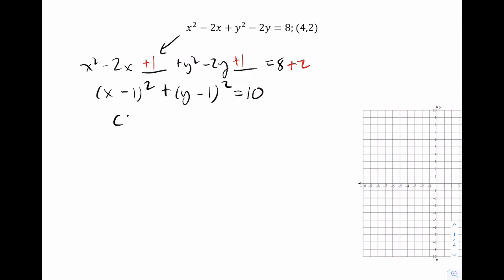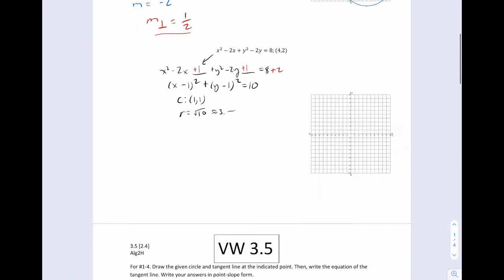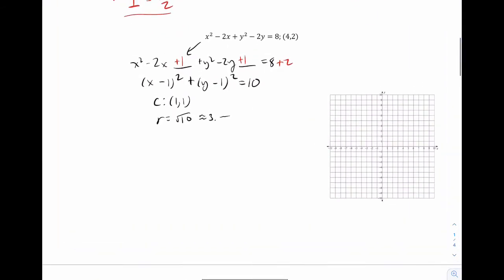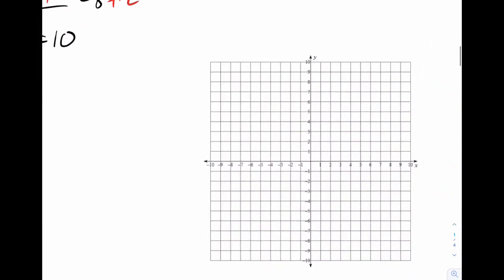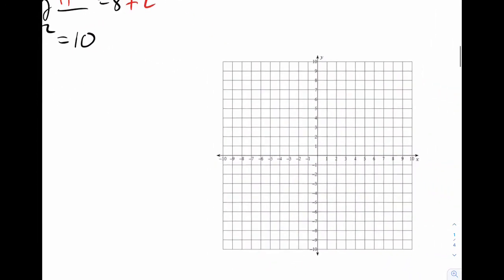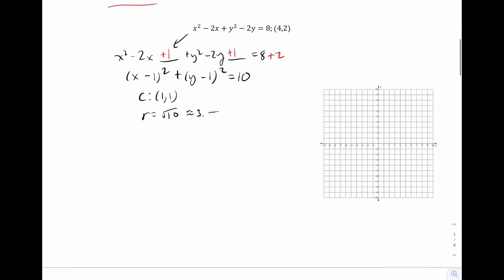Now I can see the center is (1, 1). The radius is root of 10, and that's approximately 3 point something. From here, again, let's sketch it. And you'll see in your homework, I'm just asking you to do a sketch. I'm giving you an accurate graph here, so we can actually see how it's tangent and how it's perpendicular, but you can just do a rough sketch for your homework problems.